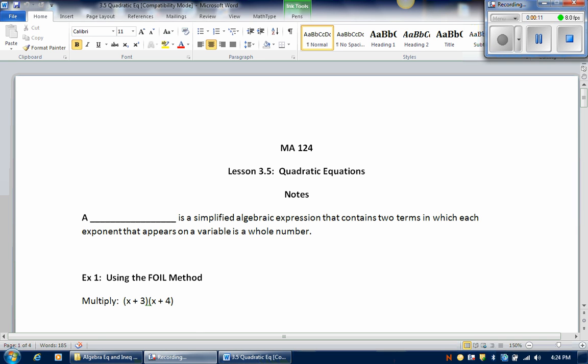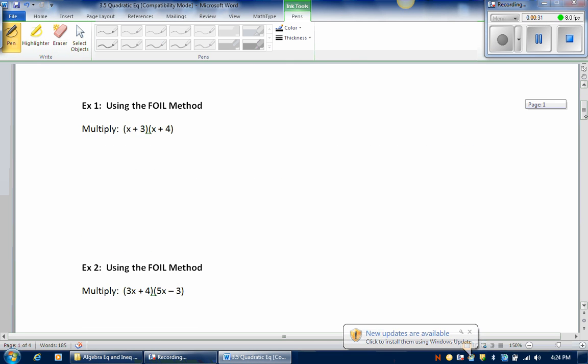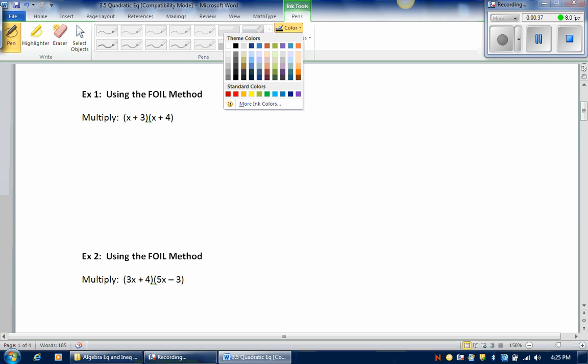So the first thing we need to talk about is binomial. A binomial is a simplified algebraic expression that contains two terms in which each exponent that appears on a variable is a whole number. So the first thing we're going to be talking about is how we multiply together two binomials. And the method that we're going to use for multiplying binomials is FOILing. And you've done this before, this isn't new.